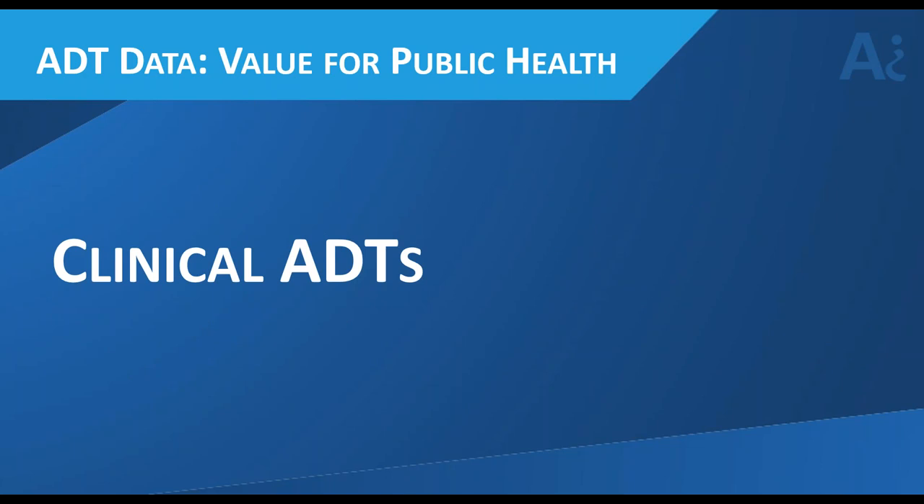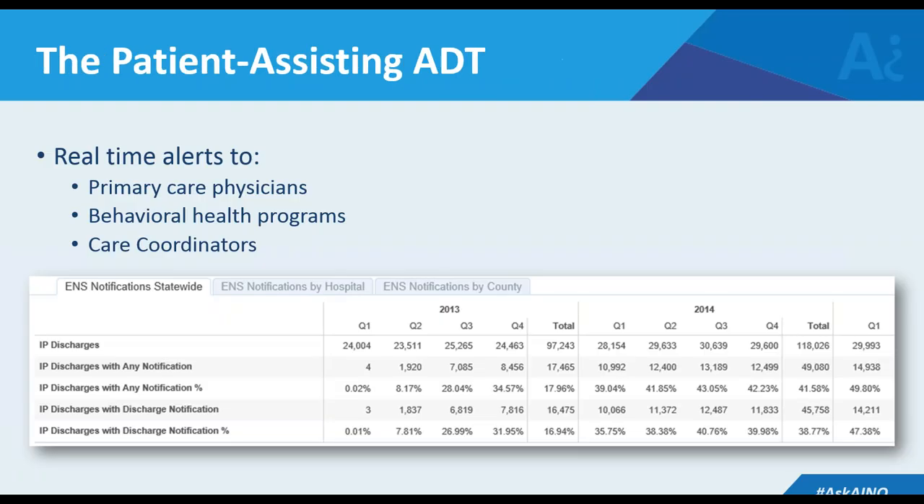So how are ADTs used in medicine? And this is important to get to public health because it's sort of the base of understanding how ADTs can be used. I'm calling this the patient assisting ADT, but really, it's the same ADT, it just can be used for all these different functions. As I was saying before, ADTs can provide real-time alerts to primary care physicians, behavioral health programs, and care coordinators so that they know where their patients are. And when I was secretary, I went around the state and talked to doctors who may have been disgruntled about a lot of different things, but they loved getting these results. And patients generally loved that their doctor knew where they were and could be there to help them.